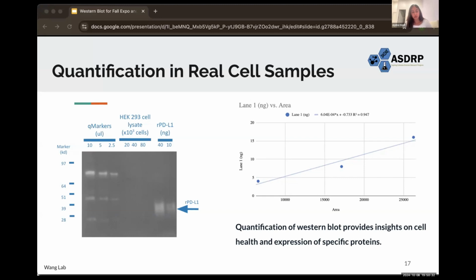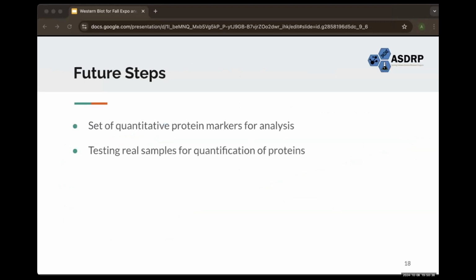The optimization of Western blot is highly useful for analyzing biological changes. And in terms of our future steps, we're just going to continue working on our set of quantitative markers for analysis and finalizing it so that we can achieve absolute quantification, and also continue testing on real samples for quantification of proteins just as further proof of concept.